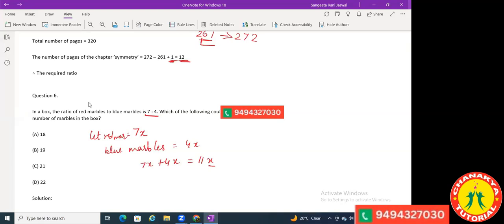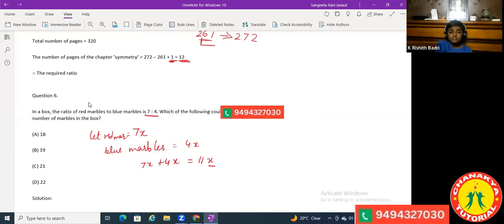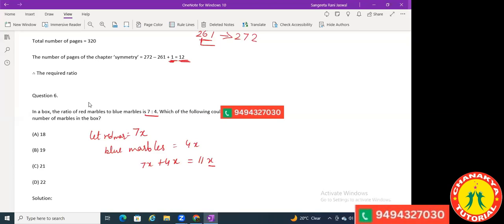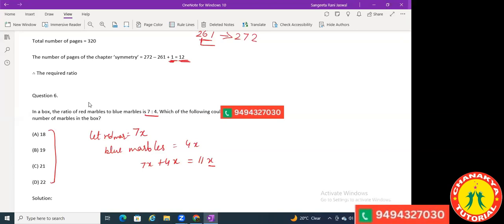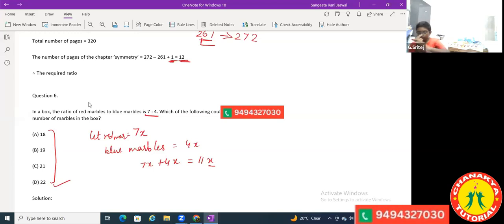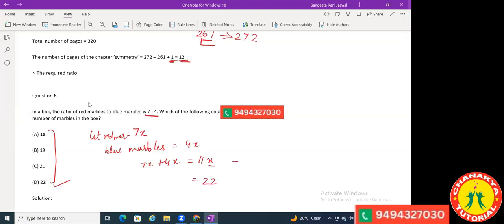This is some multiple of 11 only, no? Because we are multiplying with 11. So out of these options, which number is the multiple of 11? D. So D is the multiple of 11. So that means x is 11 into 2.